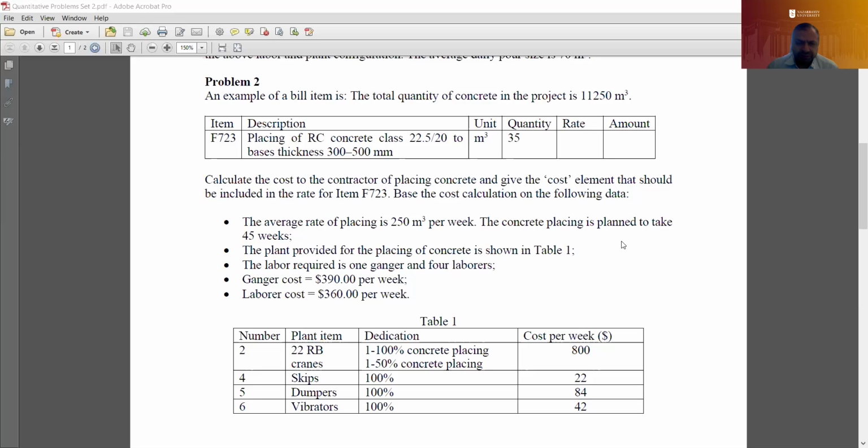So in problem number two, material cost is not given. So only the cost of placing the material, that is the cost of labor and the cost of equipment or plant, has been asked.